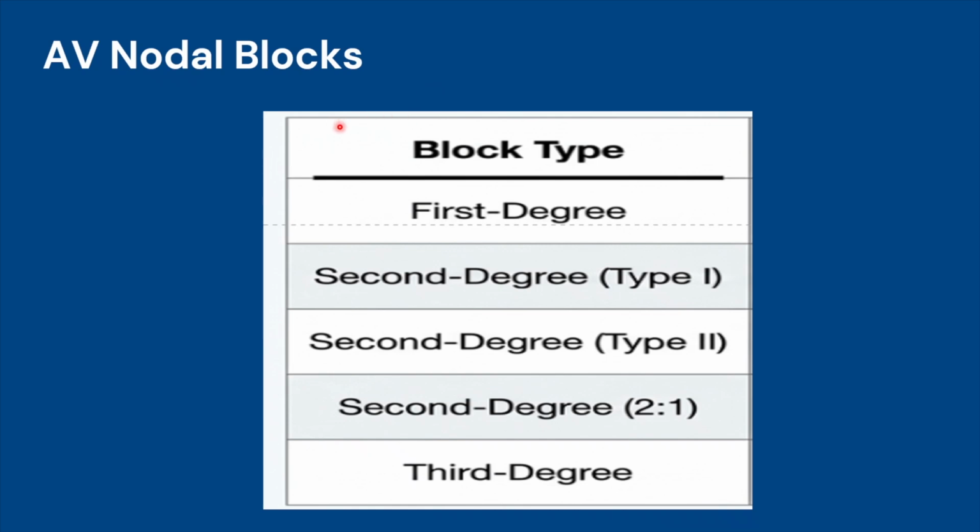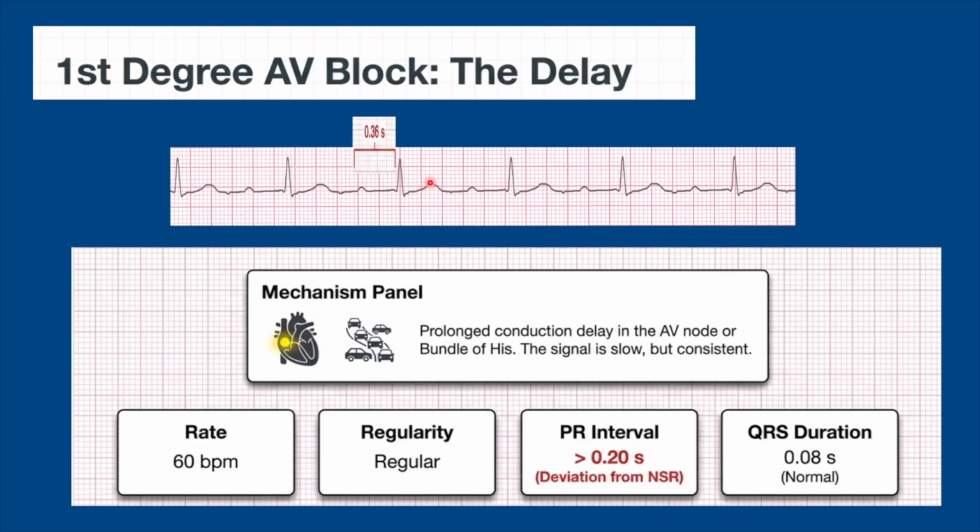The impulse conduction between the atria and the ventricles could be blocked, and we have 3 degrees of block. We have first degree, we have second degree, and third degree. And in the second degree, we have Mobitz type 1, we have Mobitz type 2, and we have 2 to 1 conduction. Let's go through them one by one to understand them in an easy manner.